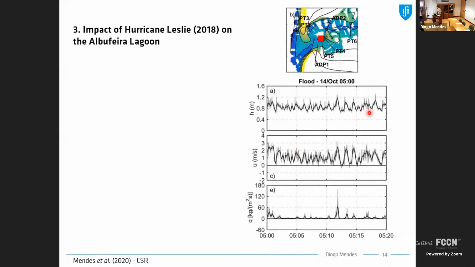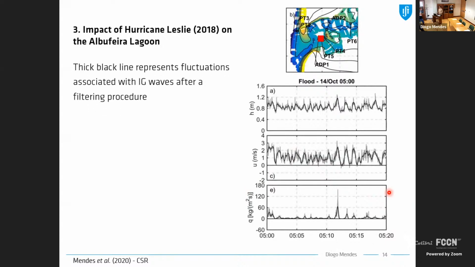Let's now have a detailed look at the oceanographic instruments' time series. This time series was taken at the flood delta, a bit landward, inside the lagoon. In the first panel, you see the water level fluctuations. On the second panel, you see flow velocities. Positive values are directed inland, towards the lagoon. And on the third panel, you see sediment transport rate. The thick black line represents fluctuations associated with infragravity waves after a filtering procedure in time.